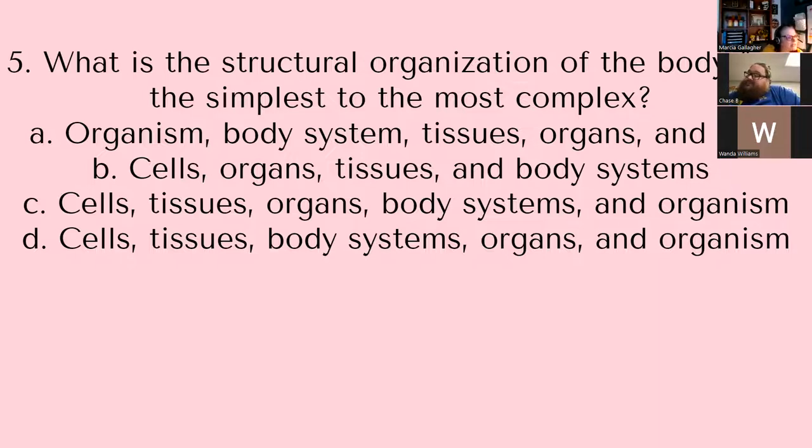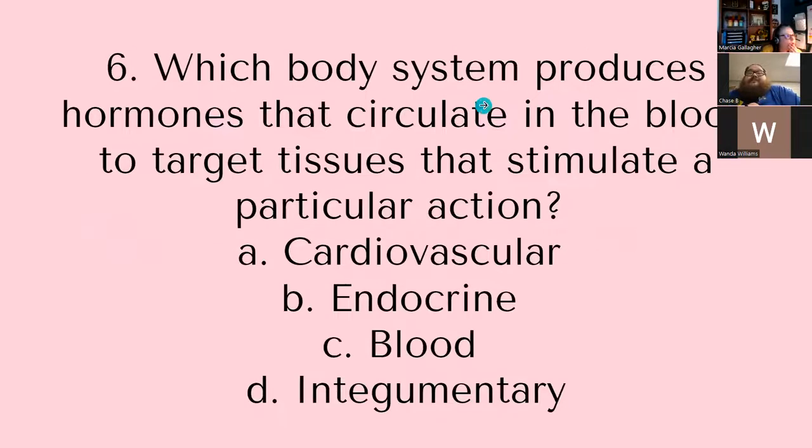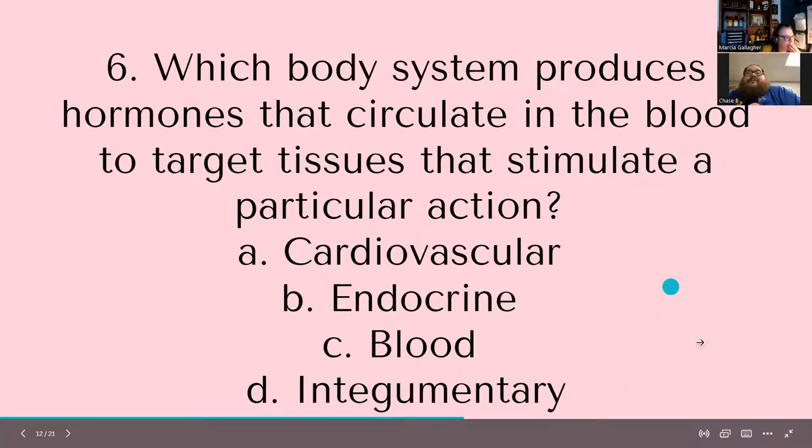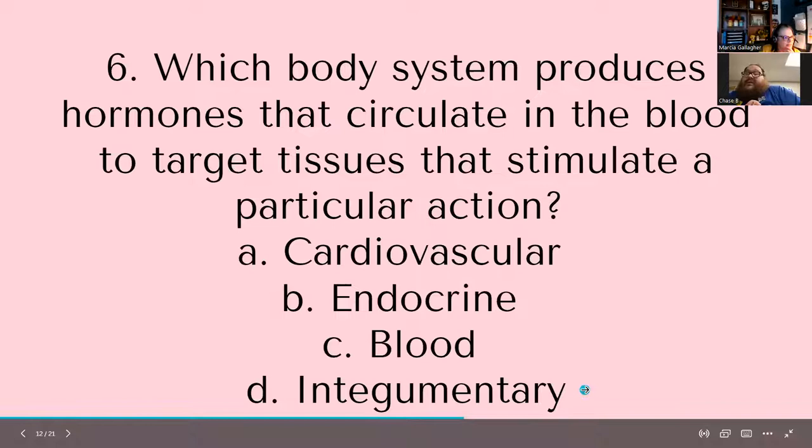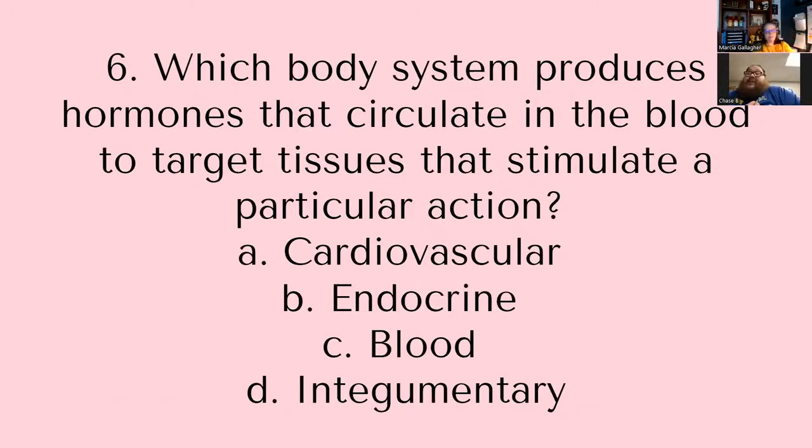Okay. Number six. Which body system produces hormones that circulate in the blood to target tissues that stimulate a particular action? Cardiovascular, endocrine, blood, or integumentary? Well, blood's the vehicle for the hormones to travel through, I guess. Right, but what's the system? Cardiovascular would be the system that's pumping, but I don't think the cardiovascular creates the hormones. So I'd probably go with B or D, but I'm not 100% sure on either one. But integumentary is really our skin. Okay, then probably B. I would say B, the endocrine system.